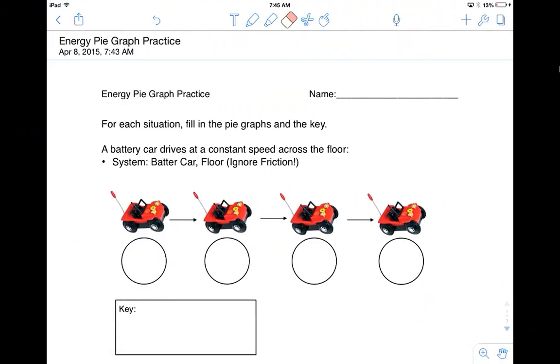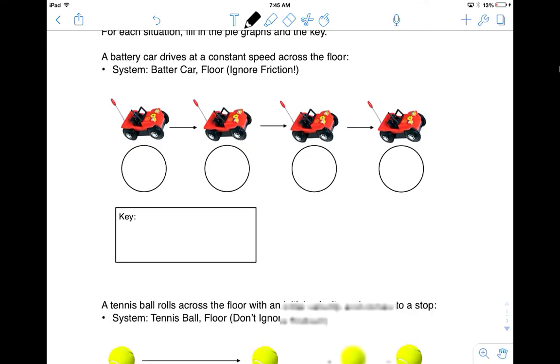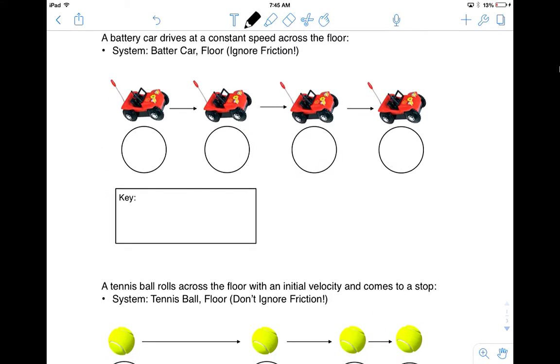Okay, this is going to be the answer key for the energy pie graph practice. Hopefully you got through this on your own. These get progressively harder, and I saw a lot of good work happening yesterday. I'm going to fill it in, and I'll explain it as I go. If you have questions on something that I do, make sure you raise your hand and get that answered right now.